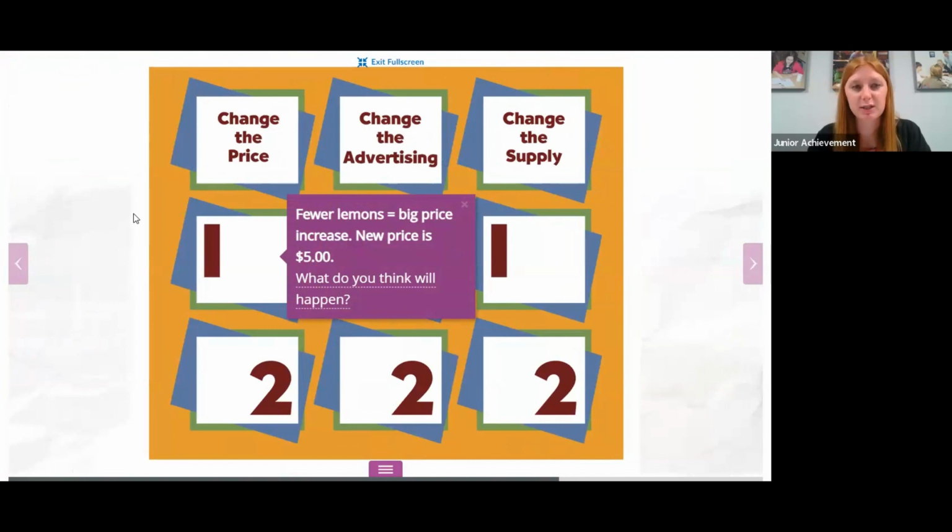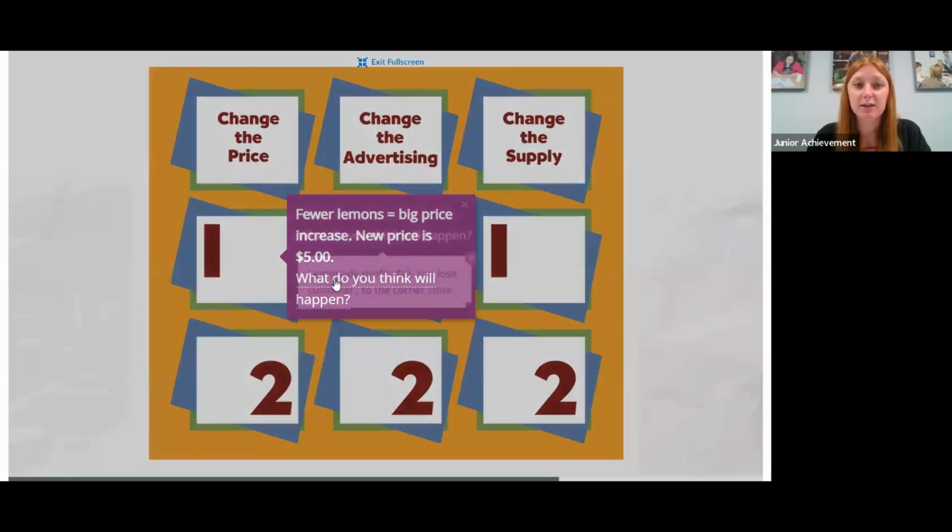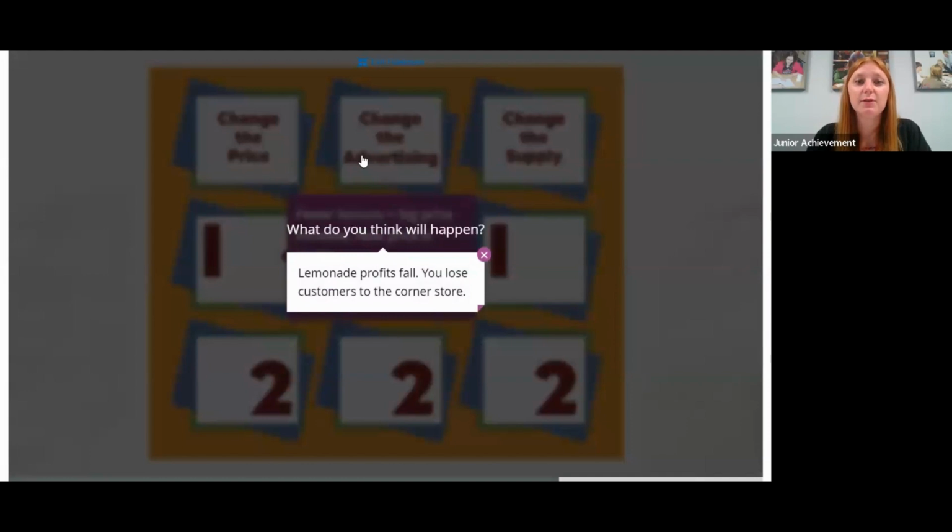Then I would ask the students, group 1, what do you think will happen? Is our production going to go up? Are we going to have more customers, or are we going to lose customers? Is it going to go down, and why? Then I would click on this, what do you think will happen, once they've given their answer. And it says lemonade profits will fall. You lose customers to the corner store.